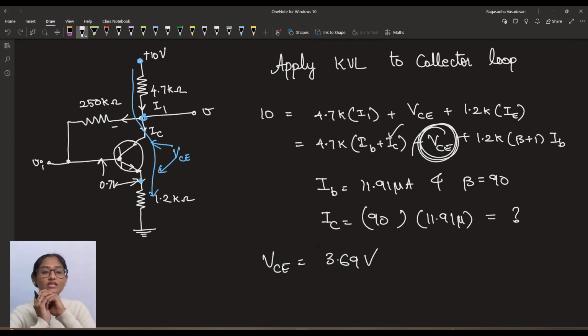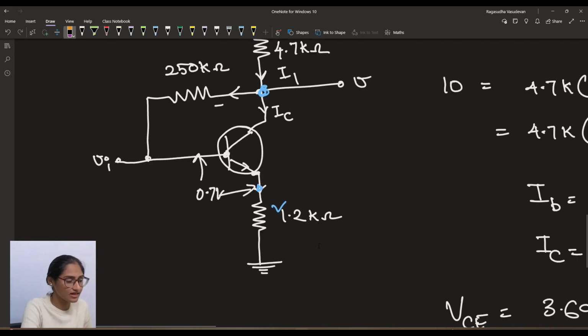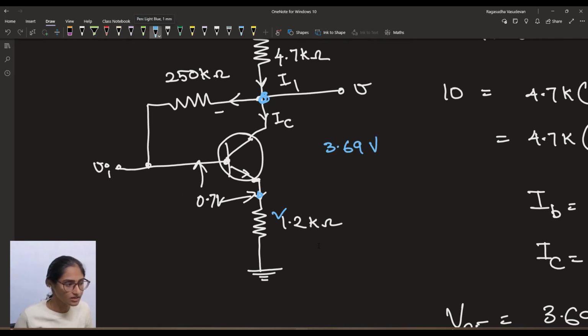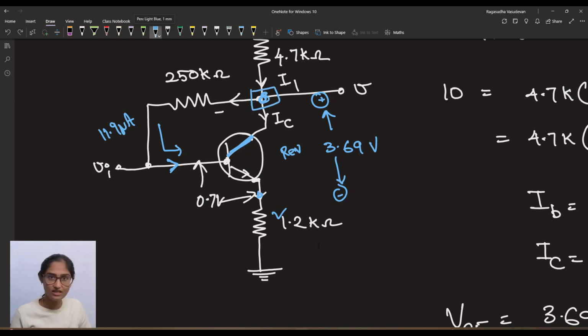VCE is 3.69 volt. So VCE in this case is positive. Just observe this, the collector terminal is positive, 3.69 volt. So this is positive and this is negative. This is an NPN transistor, this is an N junction. To N junction, when you are applying a positive voltage, then this terminal will be reverse biased, and if you observe, the base current is going into the base terminal. We found out the value of 11.9 microampere. So this terminal has a higher potential than the base terminal, and that is why the current is flowing from this point, the collector terminal, to the base terminal. So this is forward biased and this terminal is reverse biased. So this transistor is in active region.